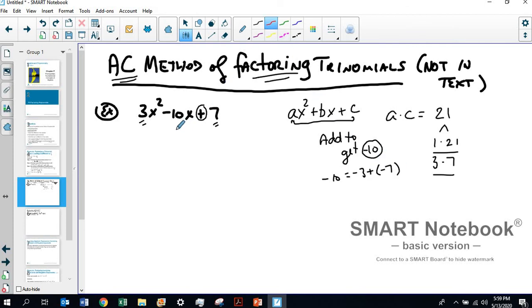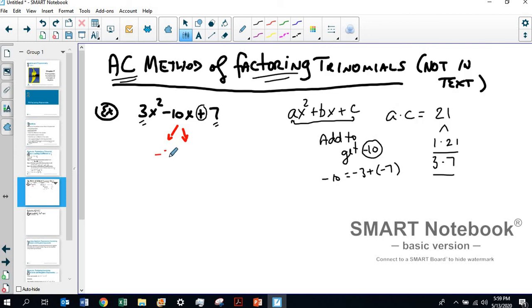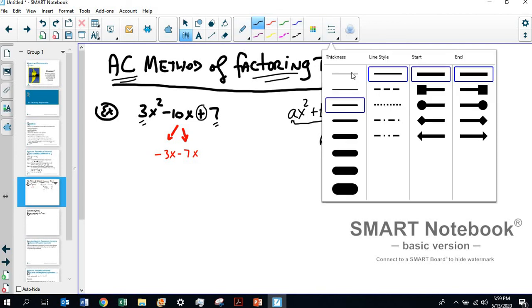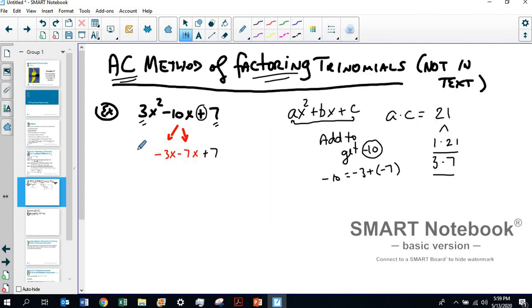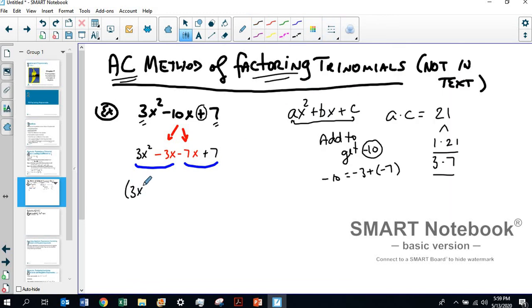So what we're going to do is undo the FOIL method. By undoing the FOIL method, we're going to rewrite the middle term as negative 3x and negative 7x. I know this looks a little bit weird, and if you can do it in your head, that's great, but most people can't. So now what do we have? We have 4 terms, and the way that we typically factor 4 terms is by grouping. So we group these two together. Remember factoring by grouping from the last video. We get 3x squared minus 3x plus negative 7x plus 7.